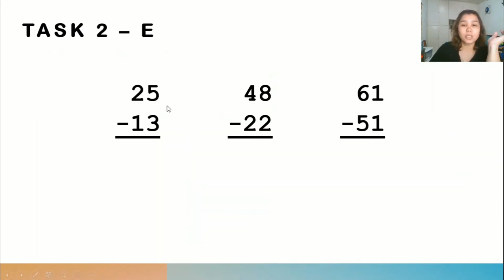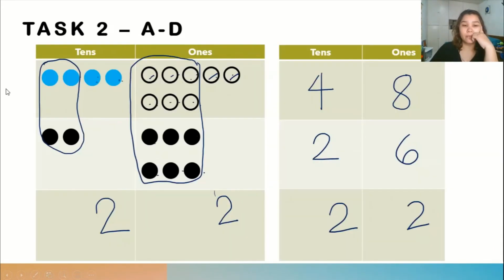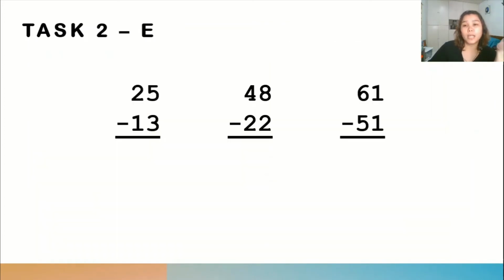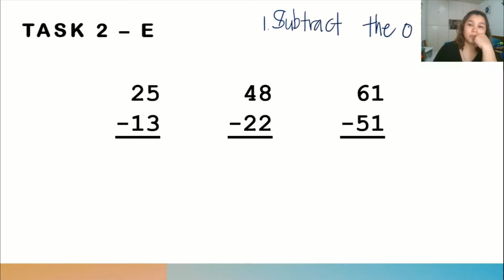task 2E. Okay, ano pinagkaiba? If this one, we make use of the white chips, blue chips, and the black chips. So, dito, wala na. So, only numerals. So, same with what we do with addition. Step 1. Hindi na tayo add. So, it's supposed to be subtract the ones. Subtract the ones. So, don't forget the steps. So, let's follow first. Step 1, subtract the ones.